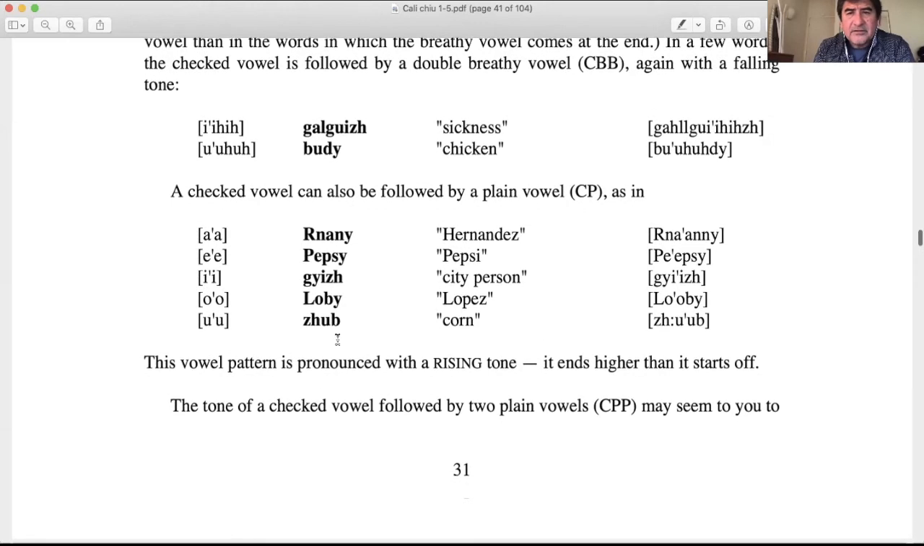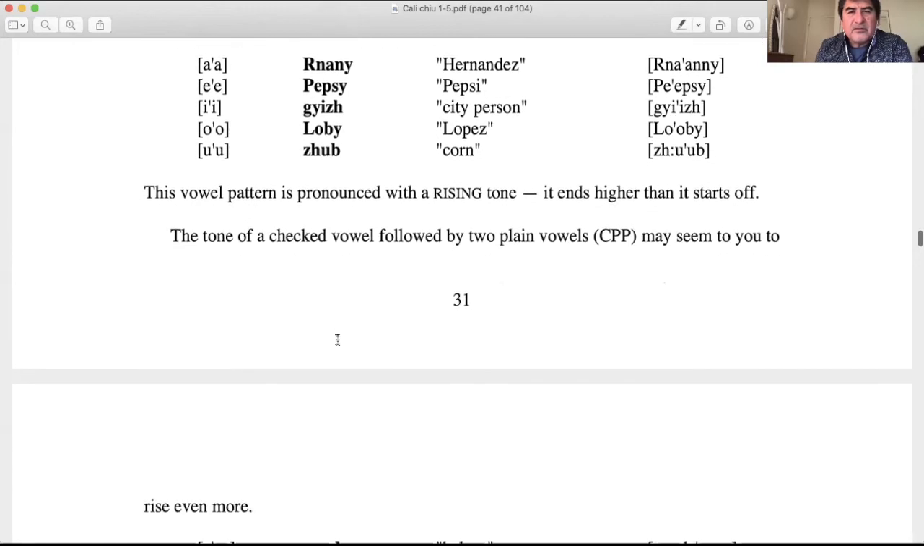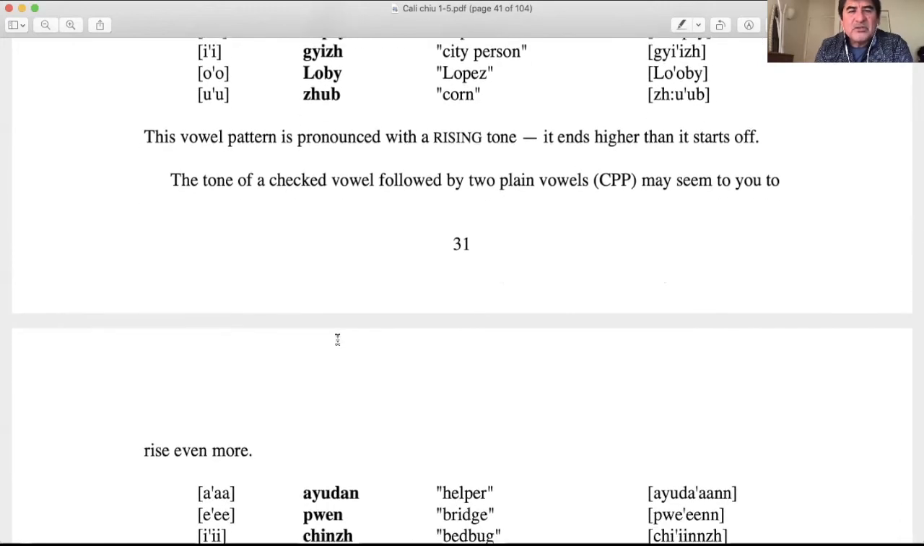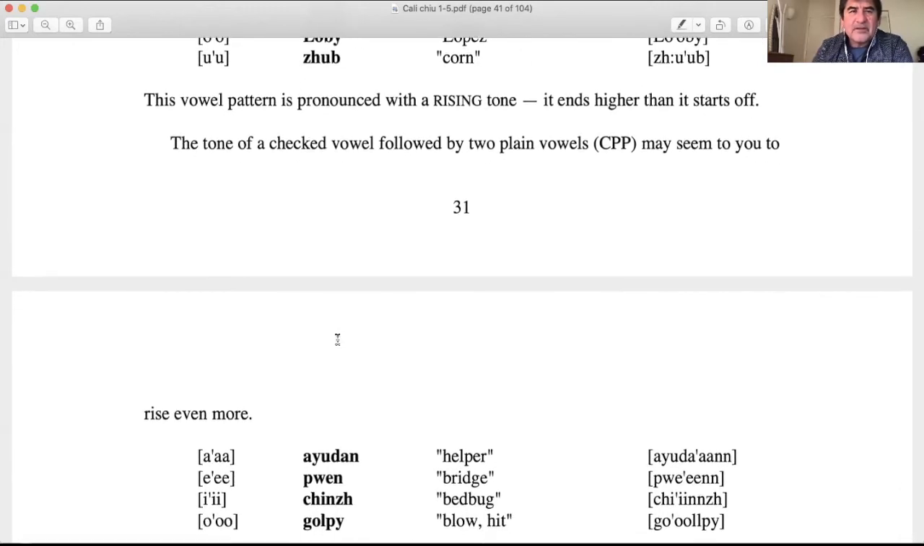I hope that you guys begin to understand some of these complex vowel types that we talk about, and also the combinations. Okay, so lastly, we're going to be looking at the tone of a check vowel followed by two plain vowels. So it's going to be a C, which is check, P, plain, P. So it's CPP. Okay, so you might think it is higher, but probably is.